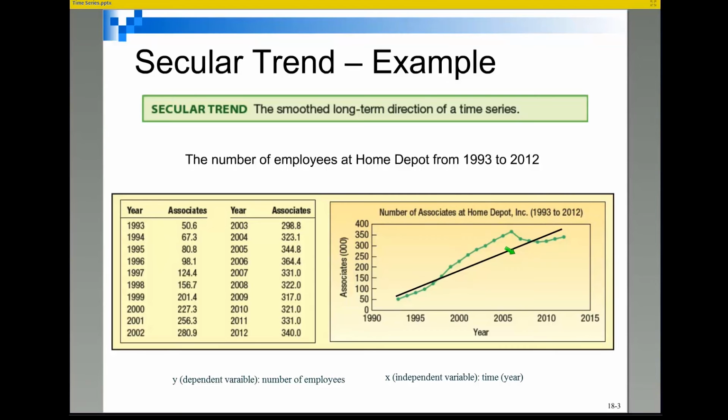And that's usually the first thing people examine, that is, do I have an upward slope? Do I see an increase in the number of employees? Do I see my business expanding? Do I see my sales increasing over time?